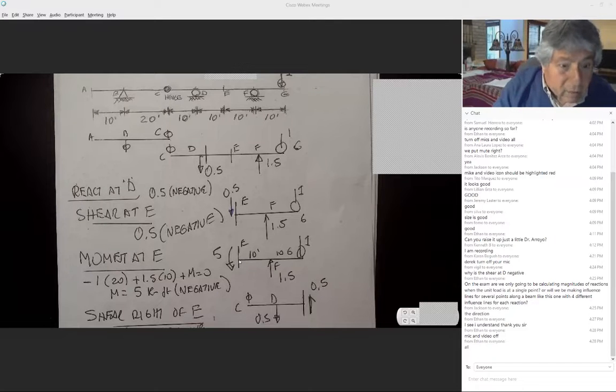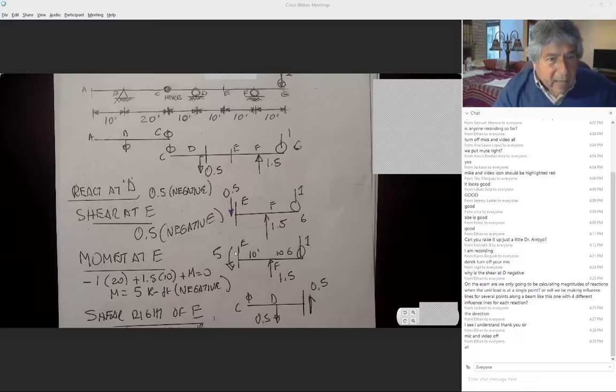Recycling this free body to compute the moment at E, it's obvious. If you were to use this free body, it's always going to be 0.5 times 10. If I use this free body, I had done the computation here, and it also came out 5. But this direction is negative.